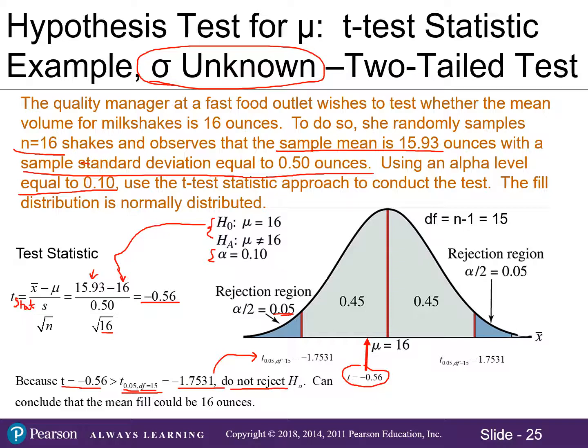I can't reject it. So I can't really conclude that the mean filling is 16. I have evidence that supports it. So it looks like the mean filling ounces for this milkshake could be 16 ounces. So notice how non-committal about this we are. Could be. Because remember, you can only say where the evidence points you, not a definitive truth.